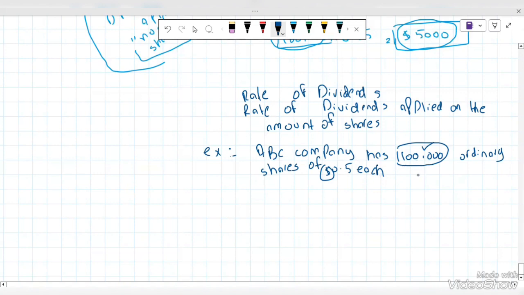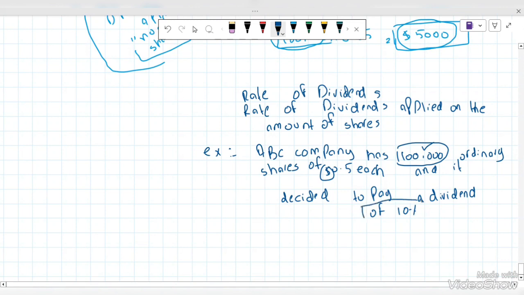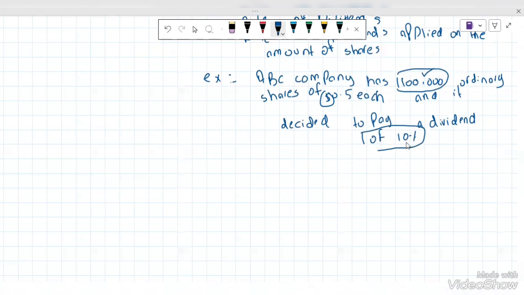Okay, and it decided to pay a dividend of 10%. Okay, so here you can see that in this question, we don't know how much dividend a company will have to pay. We just know the rate, only the rate.